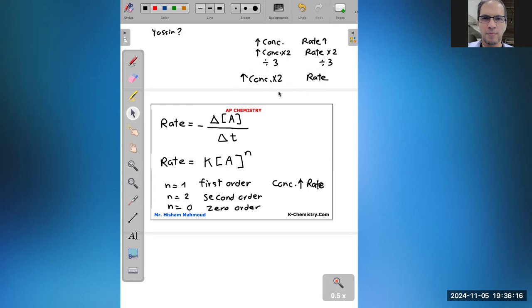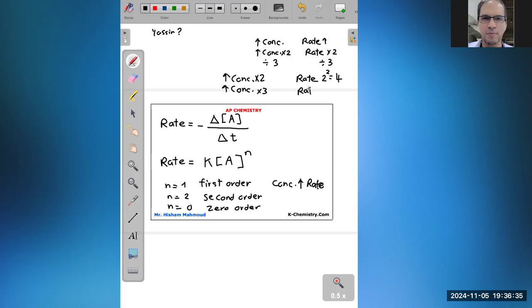أنا قلت الحاجة اللي هعملها whatever I do will be squared. يعني 2 to the power of 2. يعني لو الكونسنتريشن زاد 2 so it will be الريت هيزيد 2 to the power of 2. And what's 2 to the power of 2? 4. Okay, طب what if I increase the concentration by 3?